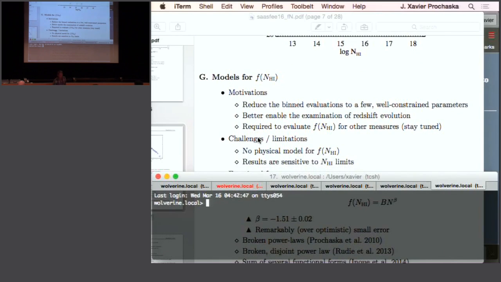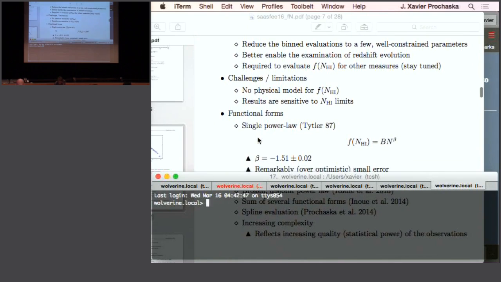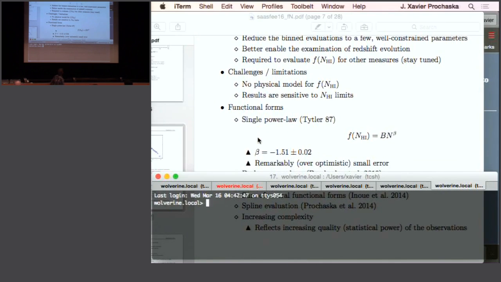A challenge here is that there is no physical model for the frequency distribution. As I said at the start, it's an empirical approach, not a physical one. So we have freedom to choose whatever model of interest, and by and large, we're just guided by the data. I showed you a couple lectures ago the estimations from the early work. It was well described by a single power law: f of N goes like N to some beta power.